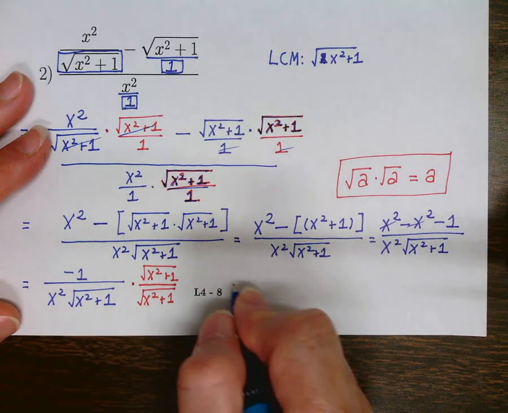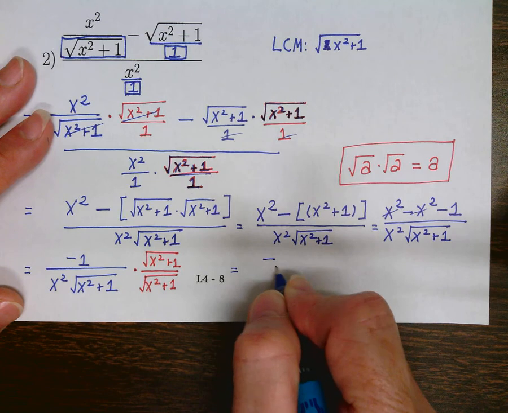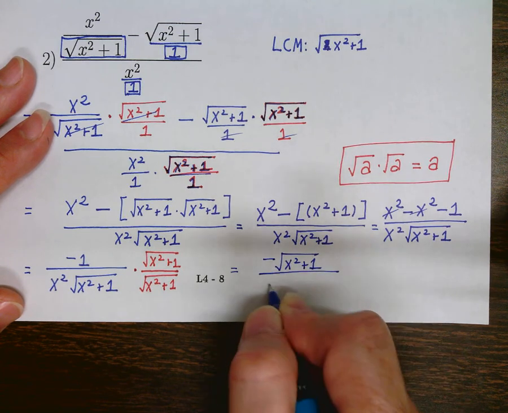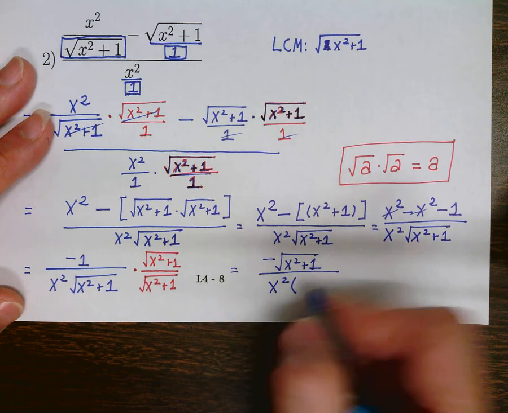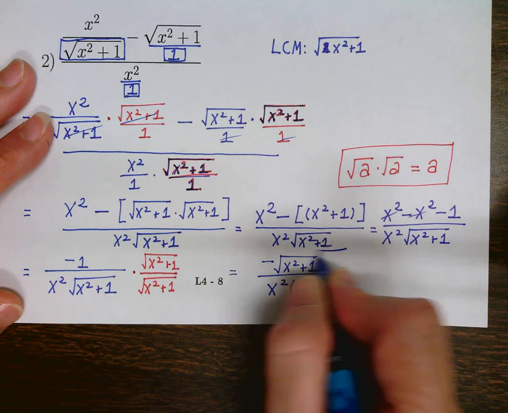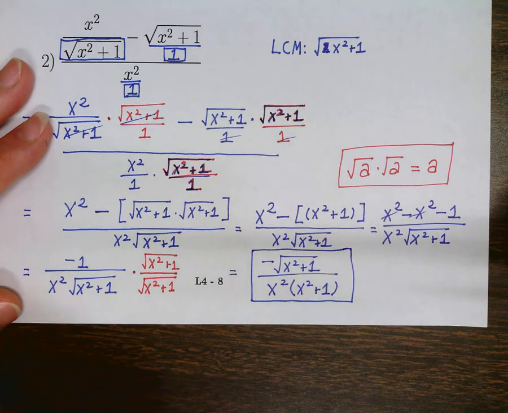And so when I rationalize that denominator, my final result will be minus the square root of x squared plus 1 over x squared times x squared plus 1. And that would be the result if we rationalize the denominator.